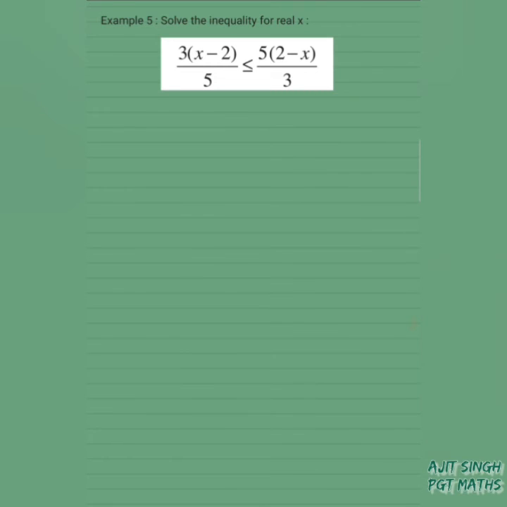This is example number 5. Solve the inequality for real x: thrice of x minus 2 over 5 less than or equal to 5 times of 2 minus x upon 3. So the given inequality is 3 times of x minus 2 over 5 less than or equal to 5 times of 2 minus x divided by 3.